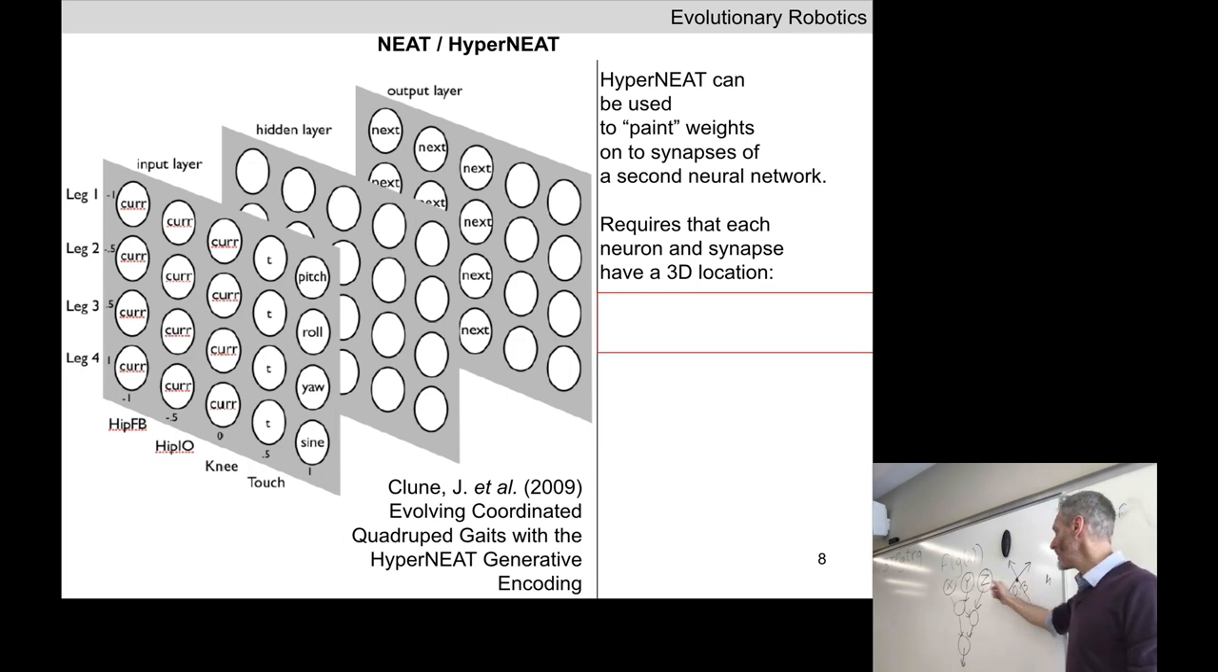If we're gonna use the midpoints of synapses to label their weights, what's gonna happen? Or what are we constraining the CPPN to do? Assign the same. Absolutely. Whatever the CPPN does, it's going to assign the same weight to both crossed synapses. Okay, so we've got a bit of an issue here. What are we going to do?